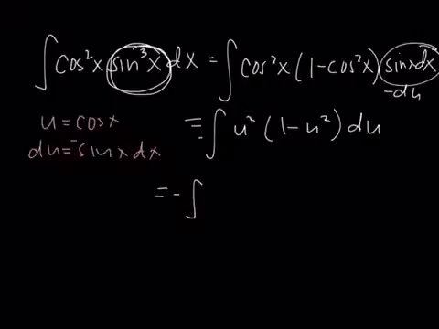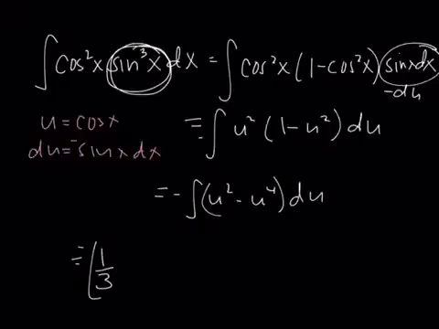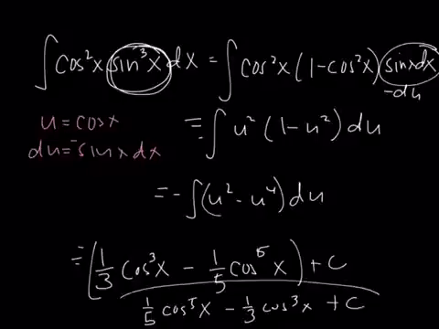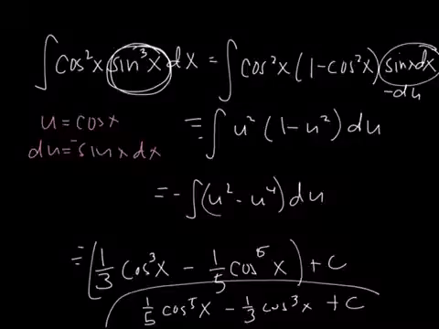equals negative u squared minus u to the 4th du equals 1/3, don't forget that negative, 1/3 cosine 3rd x minus 1/5 cosine 5th x plus c, which is going to be 1/5 cosine to the 5th x minus 1/3 cosine to the 3rd x plus c. So now I've done multiple types of when sine and cosine are in the same problem.